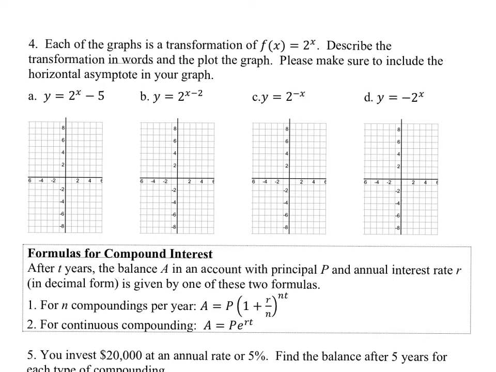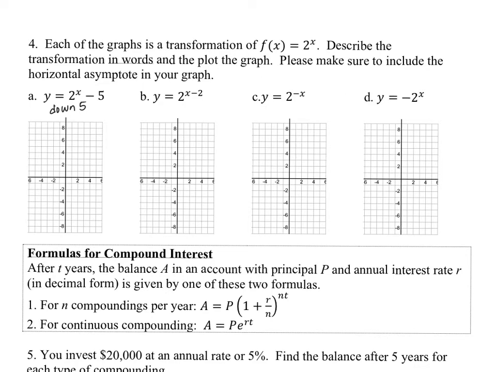For number 4, we're going to use transformations of the graph of f of x equals 2 to the x to plot the graph. We're going to make sure to include the horizontal asymptote, and normally 2 points is a good number of points. I normally transform the y-intercept and then the 1 point where the x is 1. But I'm going to start with the horizontal asymptote. For the first graph here, in words, what's happening? It's y equals 2 to the x is the parent function. It says minus 5 at the end, which means this is going to go down 5.